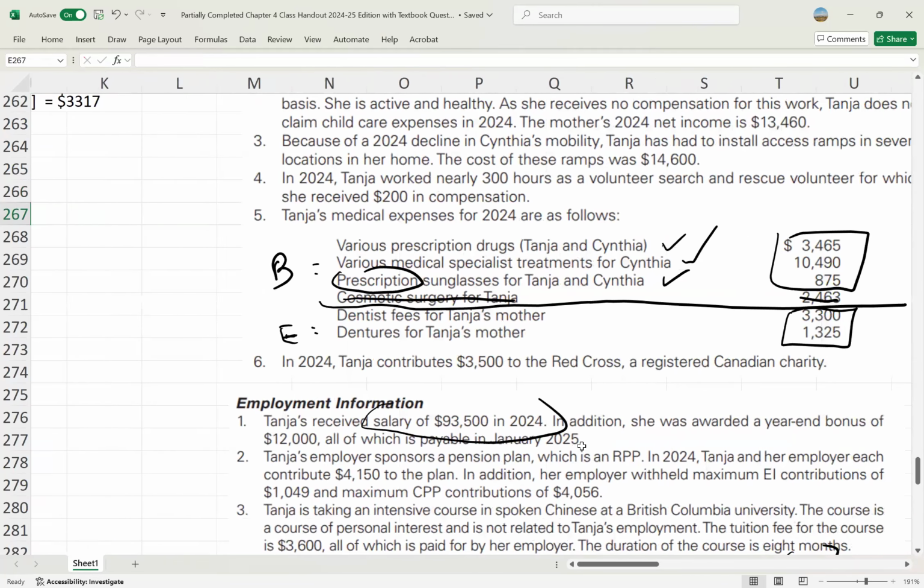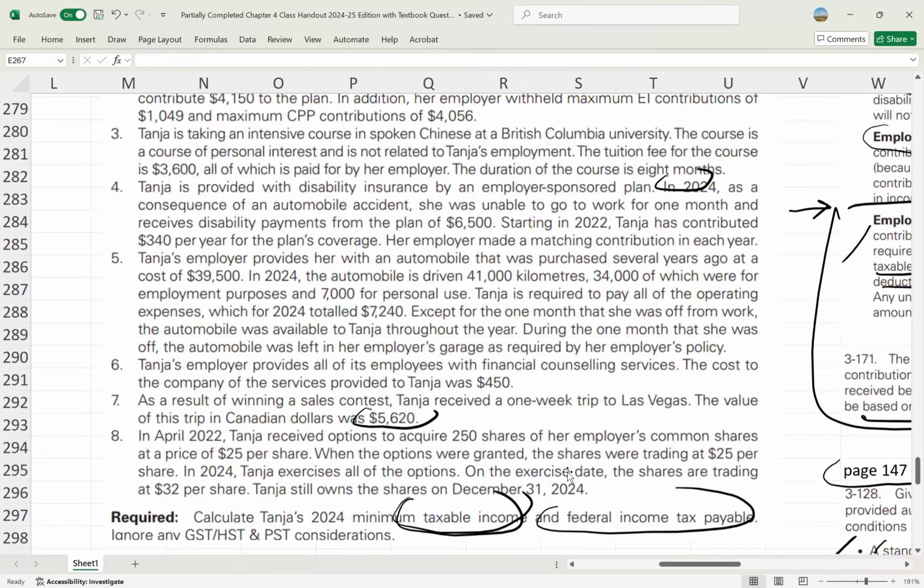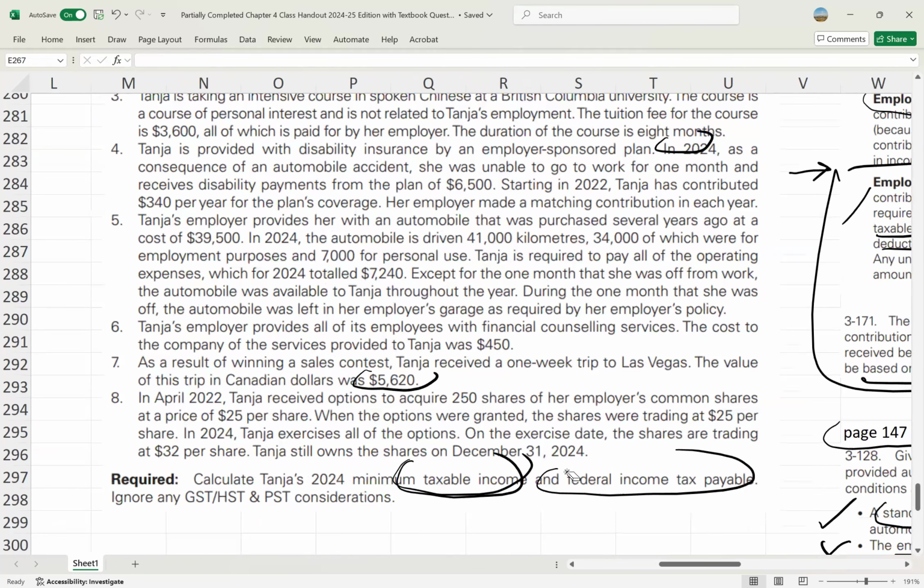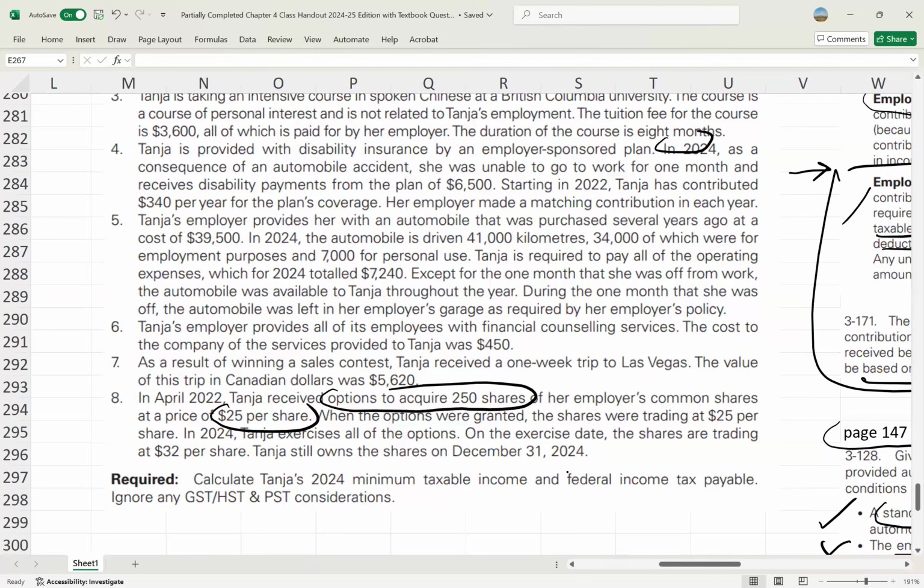Now we just have one more item to look at, and this relates to stock options. A couple of years ago, she was given an option to buy 250 shares at a price of $25. At the time the option was granted, the shares were trading also at 25. Remember we said that when the option is granted, there's no tax consequences, but you have to measure whether it's in the money or not in the money. And this is exactly the same value.